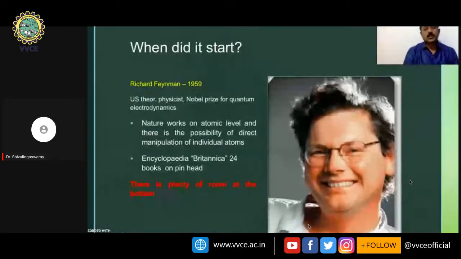He said major works on the atomic level, and there is a possibility of direct manipulation of the individual atoms. He said, you can manipulate the atoms, atom by atom. You can tailor the materials. This was his idea. So he just expressed it in a conference in 1959 at the California Institute of Technology, and people took it as a challenge, and they worked on it, and of course they succeeded.